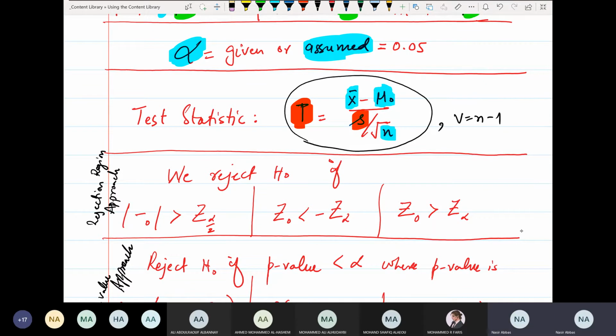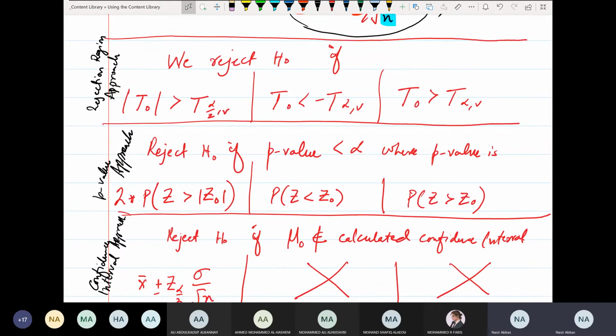You will reject H0 if T0 is more than T alpha by 2 with V degrees of freedom, T0 is less than minus T alpha with V degrees of freedom, or T0 is more than T alpha with V degrees of freedom. So everywhere I replaced Z by T.